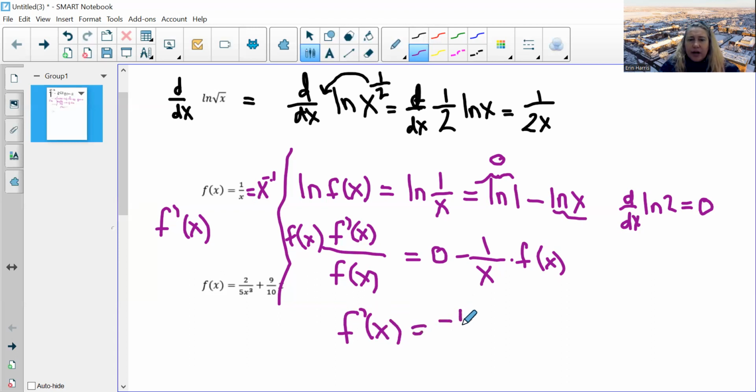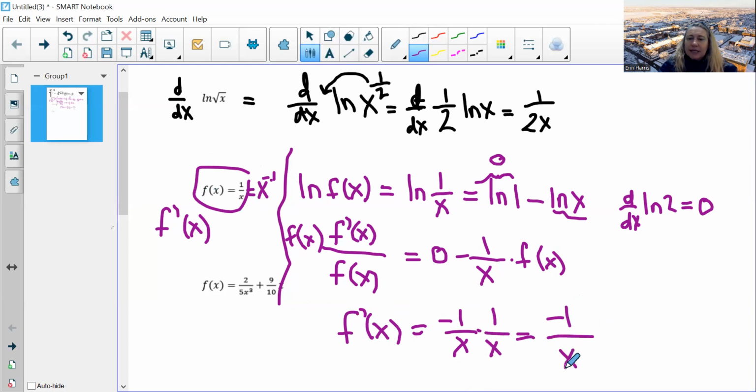So I get f prime of x is equal to negative 1 over x. And then I say, what was f of x right up at the beginning of this problem? It was 1 over x. So in place of f of x, I put 1 over x. And my final answer is negative 1 over x squared.